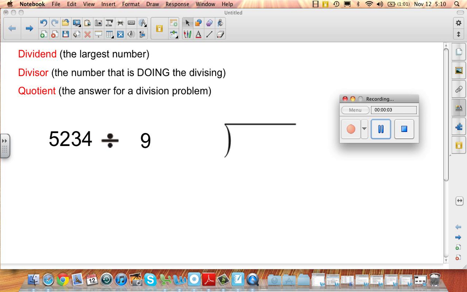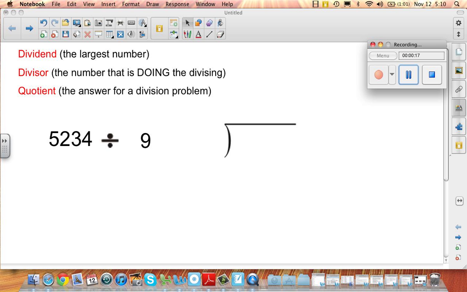Hi friends, I'm going to do some division with single-digit divisors. Let's take a look at our vocabulary. We have a dividend, the largest number, a divisor, the number that is doing the dividing, and the quotient, which is the answer. So here I have a horizontal division problem, 5,234, oh, I forgot the comma, divided by 9.